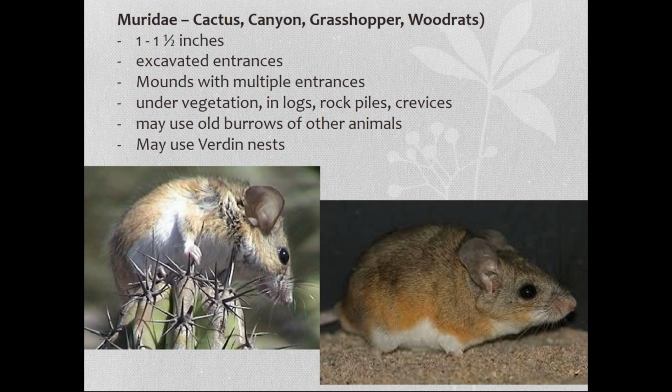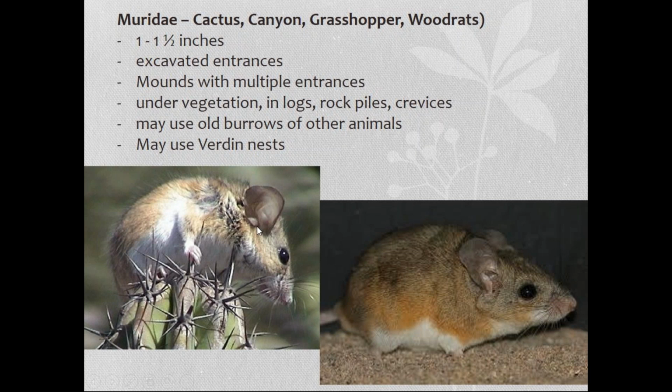We're looking at rodents. So now let's get into who lives in Joshua Tree, or which animals could be making these little holes in Joshua Tree. We can break up our rodents into a couple of different families here. This is the Miridae family, where you've got little mice like cactus mice, canyon mice. Grasshopper mice are larger. We'll look at their slide next. And then wood rats are still larger. We'll look at their slide later.